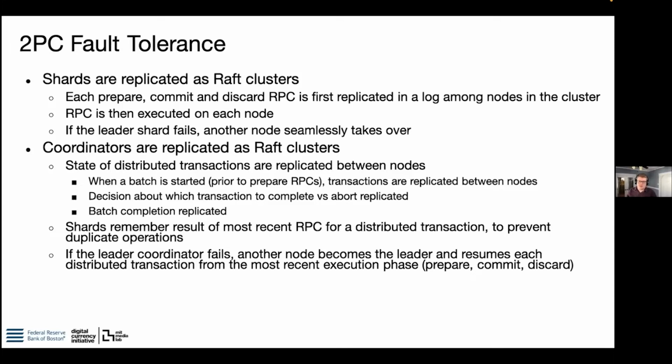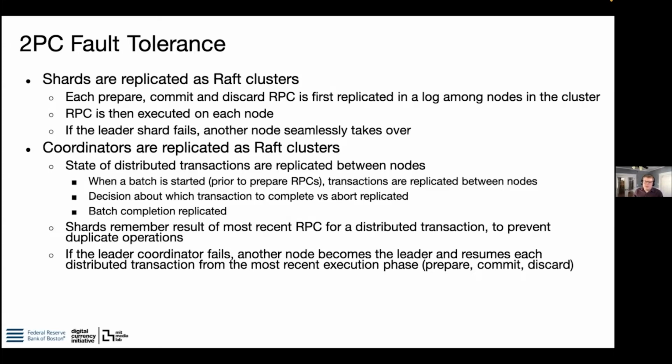Similarly, the coordinators are replicated as Raft clusters as well. In two-phase commit, there's a sort of classical problem where if the coordinator fails, any locked inputs on the shards will remain locked until something comes along and unlocks them. So by replicating the coordinator in Raft, we can store each transaction and the state of that transaction as it goes through the two-phase commit protocol. And then subsequently, when the leader fails and a follower takes over, the follower can retrieve the state of all the transactions and complete those transactions from where they left off in the two-phase commit protocol.